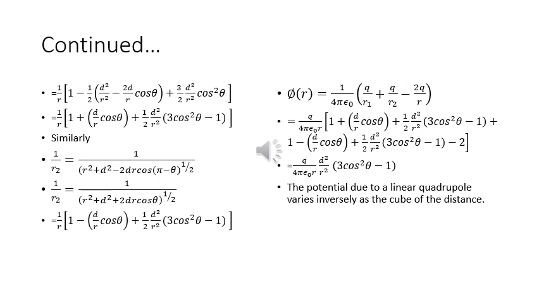The expression for phi r is therefore equal to 1 upon 4 pi epsilon naught (q by r1 plus q by r2 minus 2q by r), which is given by q by 4 pi epsilon naught r [(1 plus d by r cos theta plus half d square by r square (3 cos square theta minus 1)) plus (1 minus d by r cos theta plus half d square by r square (3 cos square theta minus 1)) minus 2], which simplifies to q by 4 pi epsilon naught d square by r cubed (3 cos square theta minus 1). Therefore, the potential due to a linear quadrupole varies inversely as the cube of the distance.